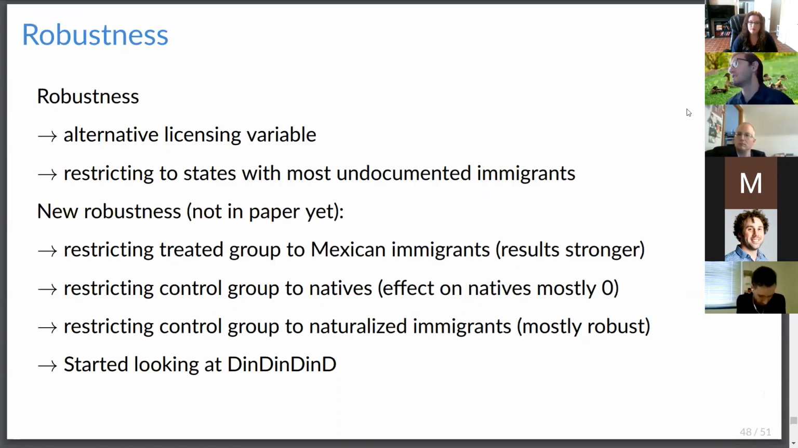And so when I run the same regressions on the native population, I don't see anything. When I restrict my undocumented immigrant group to just being Mexican immigrants, the results are even stronger. And when I restrict my control group to just being naturalized immigrants, they have a bit of an effect on other immigrants. So the treatment effect for naturalized immigrants, or immigrants I don't impute to be undocumented, is much smaller. Maybe it's half as large for most of these estimates than what I impute for undocumented immigrants.